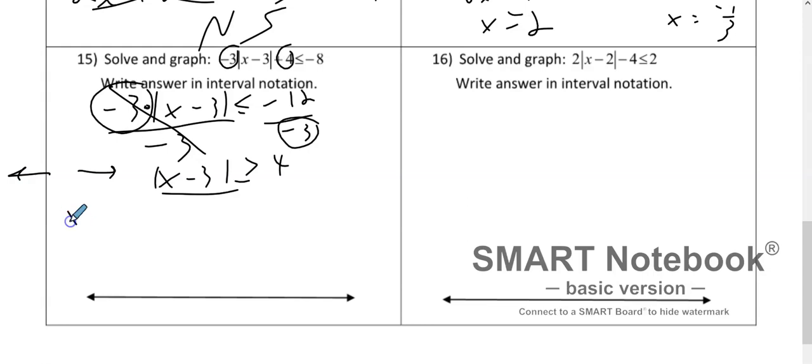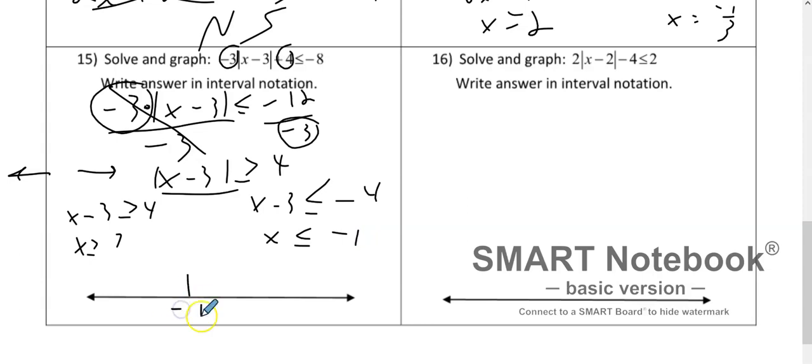So I write two things: x minus 3 greater than or equal to 4, and x minus 3 less than or equal to negative 4. When I change this to a negative 4, I've got to flip the symbol. We'll come back to that. So over here when I add 3, I get x is greater than or equal to 7. And over here, when I add 3, I get x is less than or equal to negative 1.